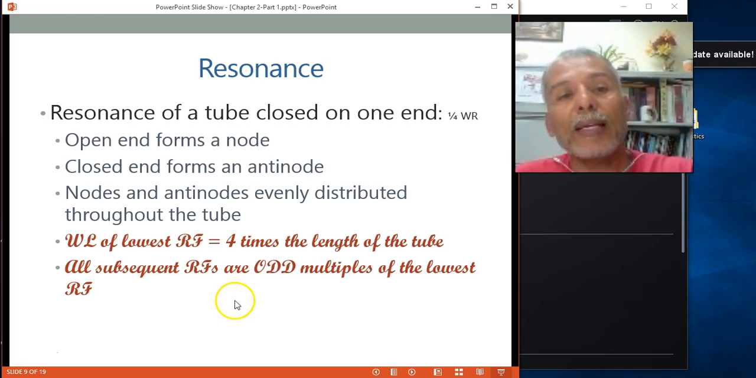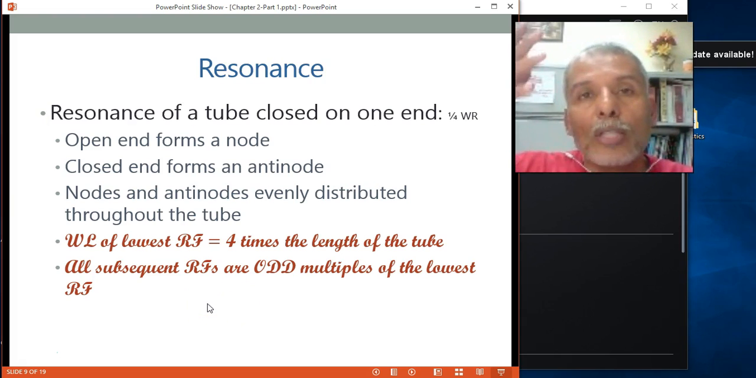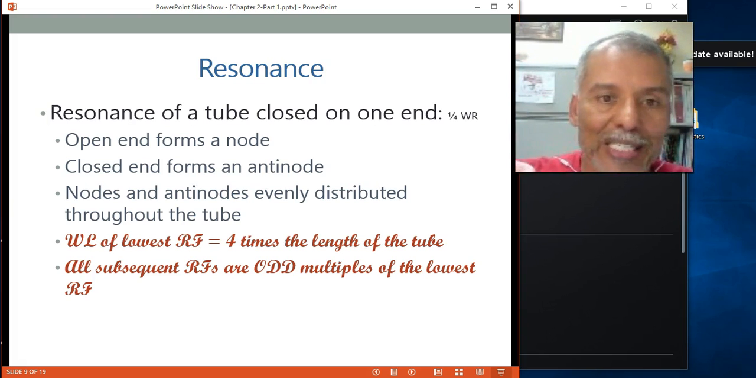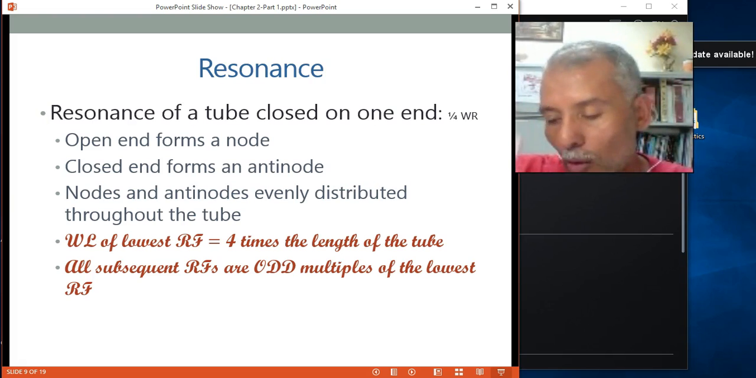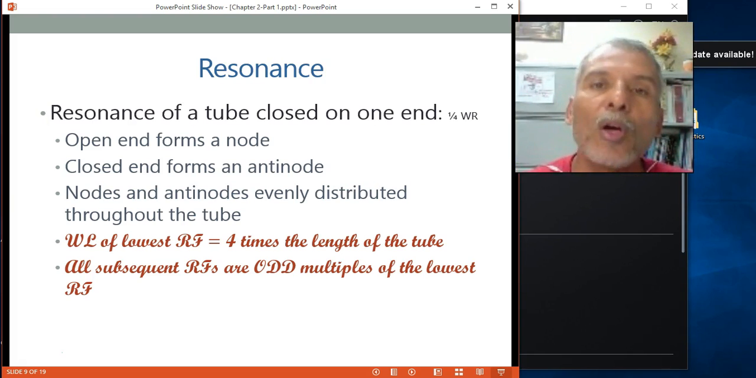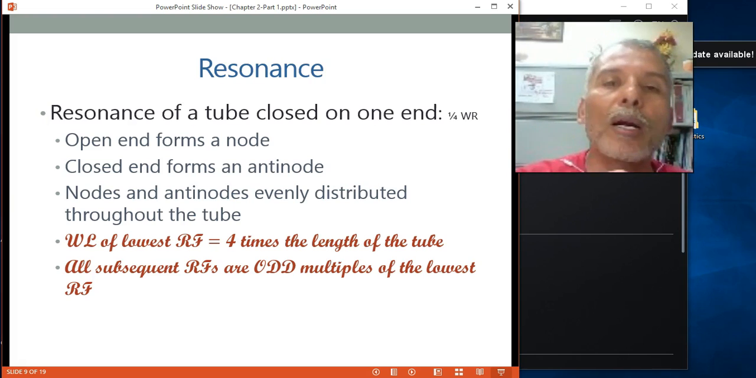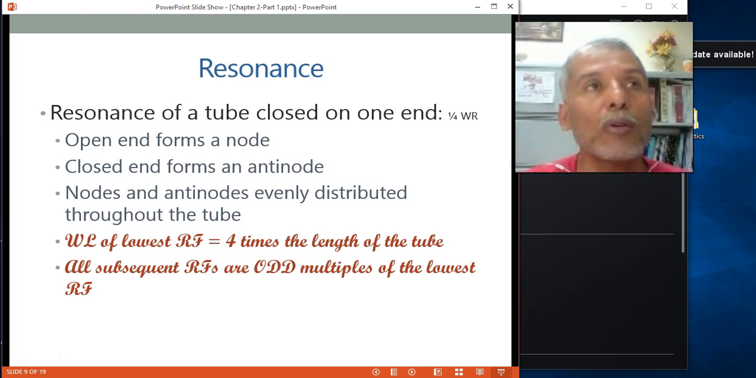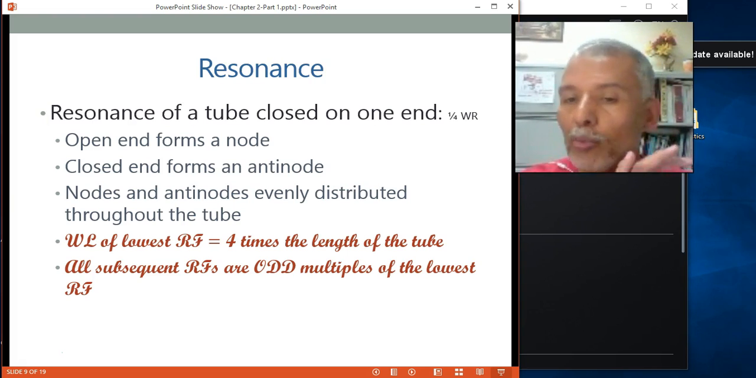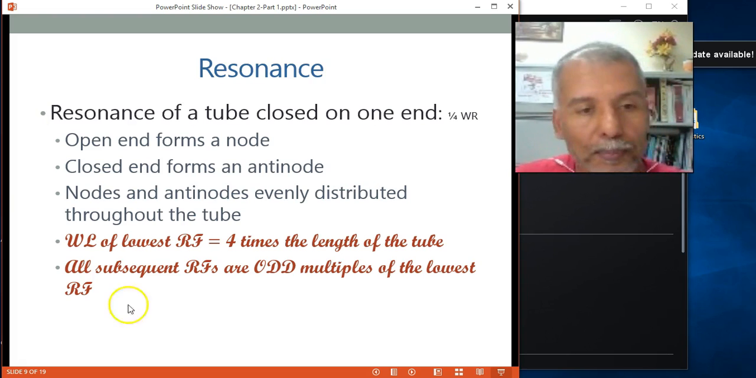Now, the second thing is all subsequent frequencies that come after the first time that the air resonates, all the frequencies that come after that, are odd multiples of the lowest resonant frequency. Again, that concept sounds like, oh my God, this is so complex. I'm going to explain it to make it crystal clear.